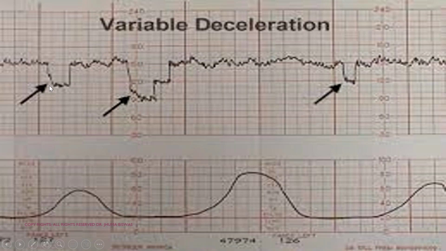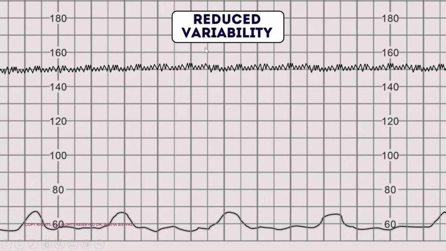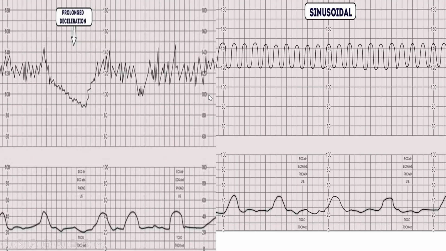With variable deceleration, you can see that each deceleration does not coincide with the uterine contraction either. So these are the variable decelerations. And as I mentioned regarding reduced variability, beat-to-beat variability should be 5 to 25. If at any point you see it below 5, then you can term it reduced variability.